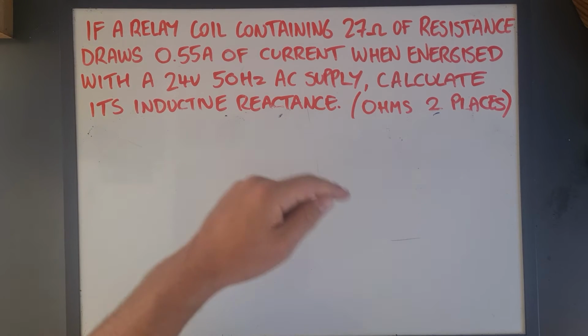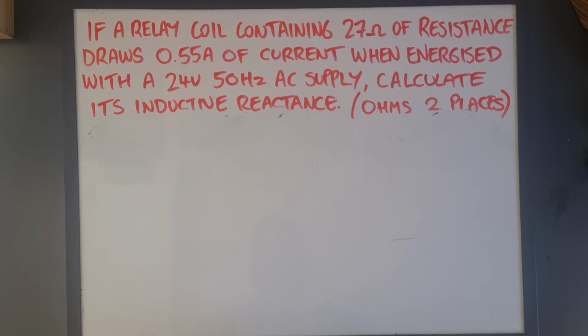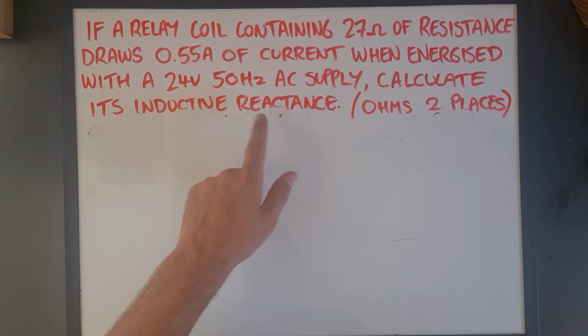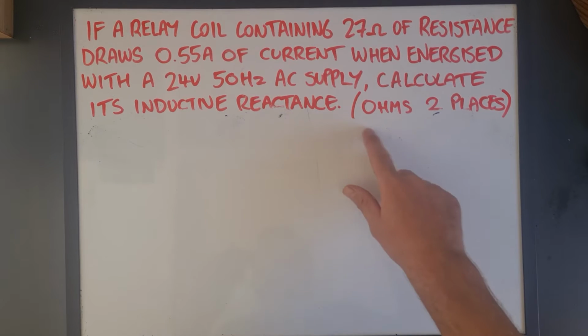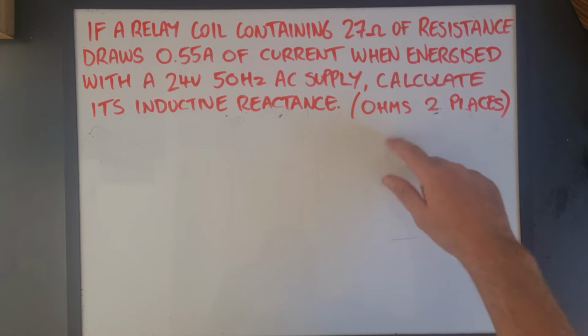Okay, if a relay coil containing 27 ohms of resistance draws 0.55 amps of current when energized with a 24 volt 50 Hz AC supply, calculate its inductive reactance. So we're going to do this and answer it in ohms, of course, rounded to 2 decimal places.